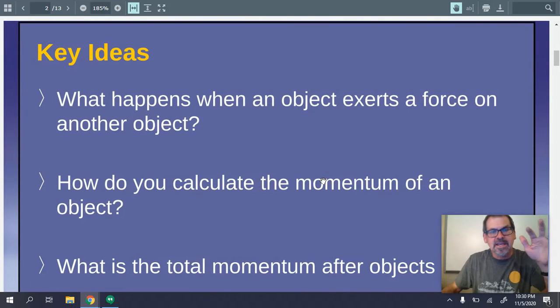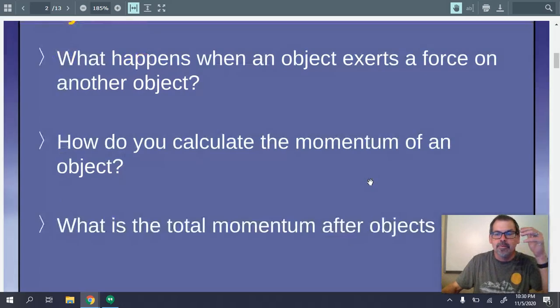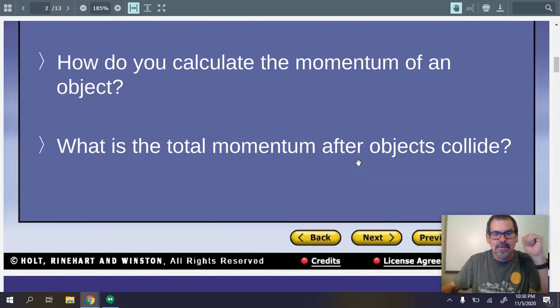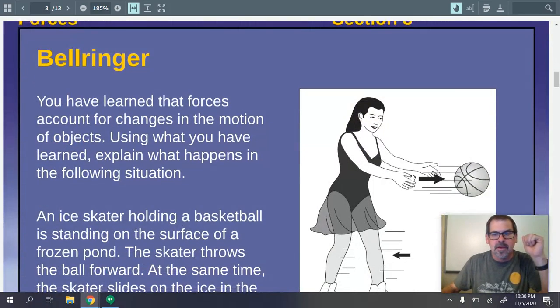All right, so key ideas, just to consider. What happens when an object exerts a force on another object? How do you calculate the momentum of an object? What exactly is momentum? And what is the total momentum after objects collide? All right, so let's just go over the questions quick, just something to consider.